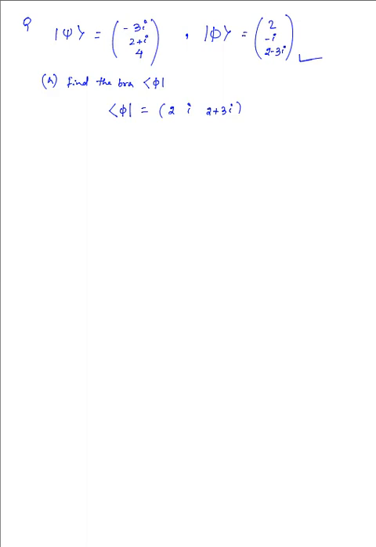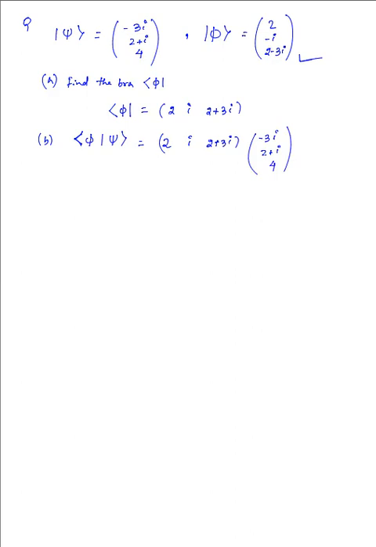Now we wish to calculate the scalar product phi with psi. In order to obtain that, we take the bra vector, that is 2i, 2 plus 3i, that we have just obtained, and that is to be multiplied to the column matrix, that is 3 minus 3i, 2 plus i, and 4, because we have the ket psi.